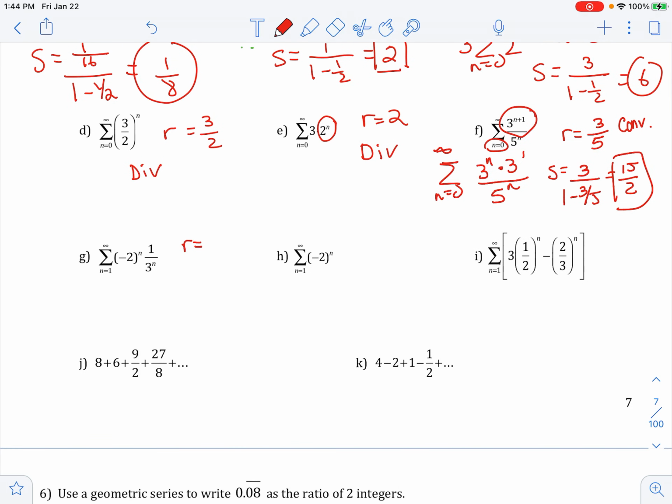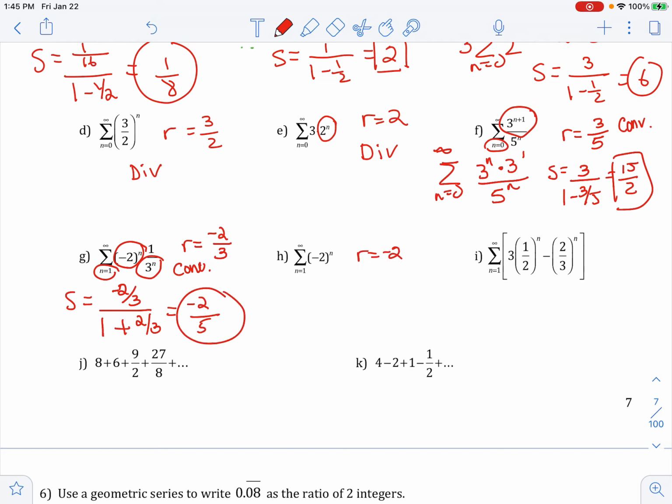Same idea. So notice here, the -2 on the top and the 3 on the bottom are both being raised to the nth power. So your R here is -2/3. The absolute value of that is less than 1, so we know it converges. So your sum is going to be A. So A would be, what do I get when I plug in 1 for n here? It's actually -2/3. That's my first term. All over 1 minus R. And this ends up being -2/5.